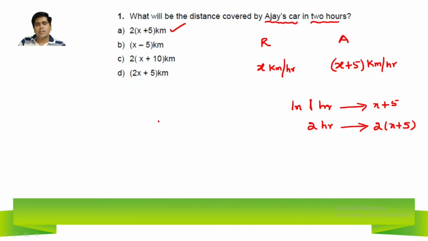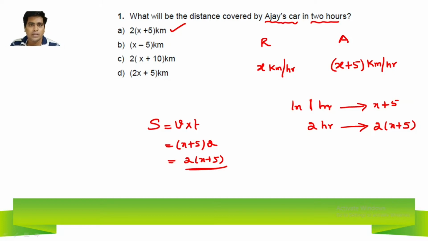Here, clearly, distance is equal to velocity into time. Distance is equal to speed into time. Ajay's speed is x plus 5 and the time is 2 hours, so how much will he go? 2 times x plus 5. In this way also we can get the same answer. I hope it is clear to everyone. Per hour this much, per hour this much, per 2 hours how much? So easily we can calculate it. Next one.